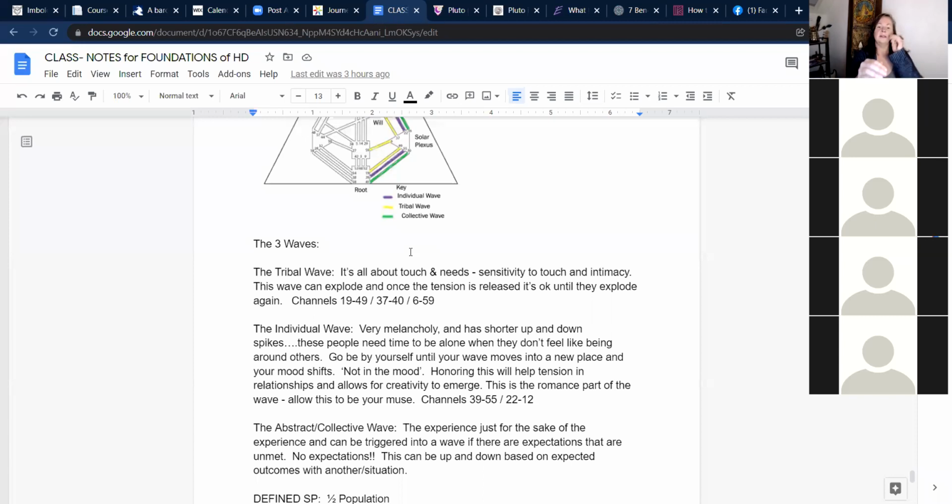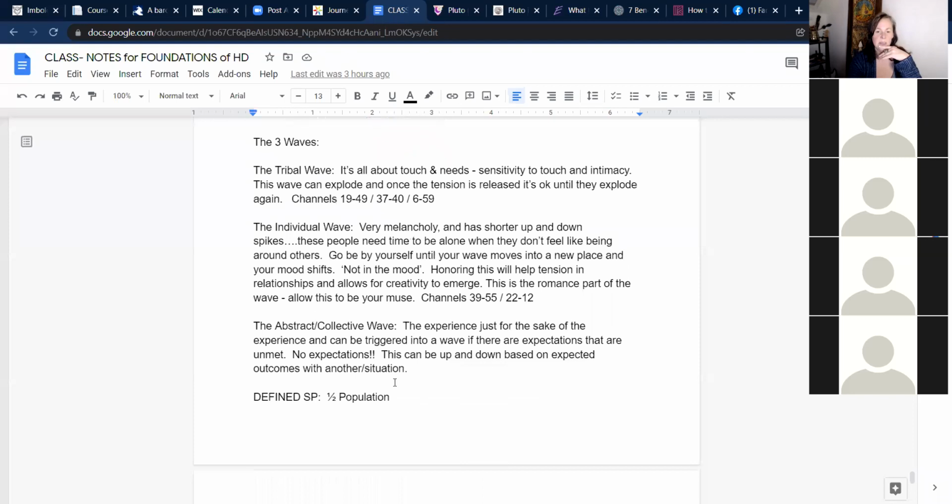Especially if you have these gates, what are my expectations? And is this something where I can let go of my expectations and just be there for the experience and allow whatever is to come forth to come forth? So just be aware of that.